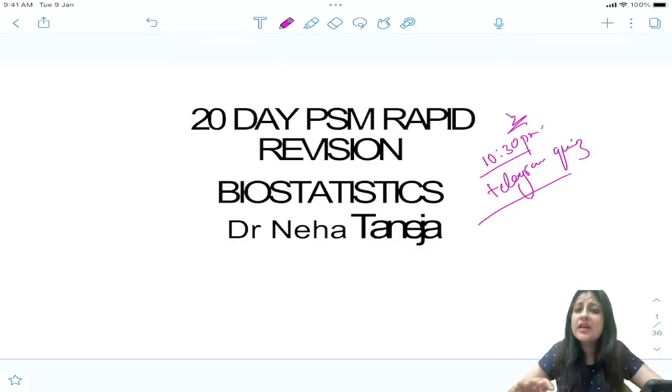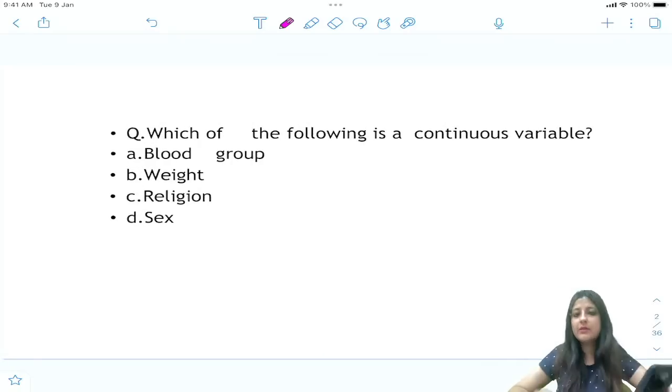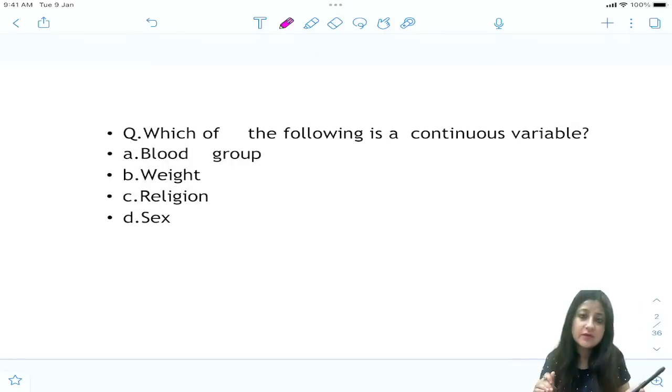Biostats is not a very huge topic. We'll be doing those questions which keep coming in the FMG exam. Also, they can come for your NEET PG. Without much ado, I will be trying to cover the topics with the help of MCQs. So let's see if you can answer this.